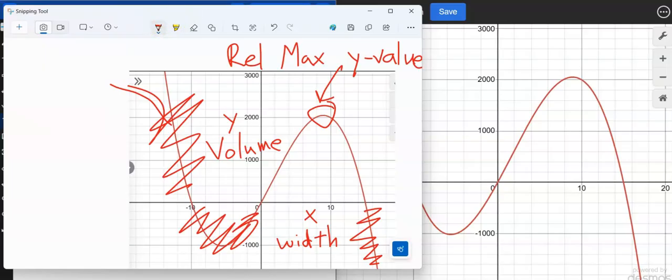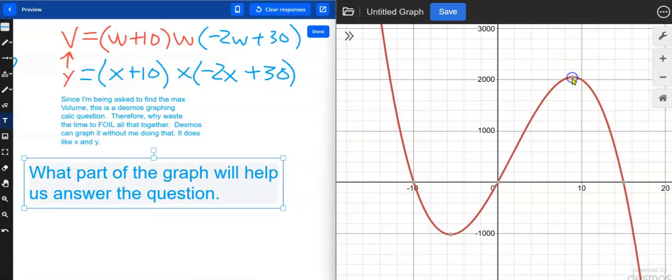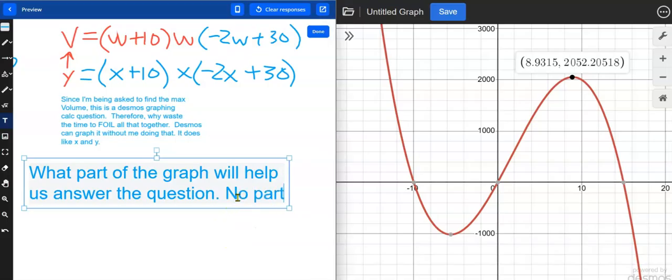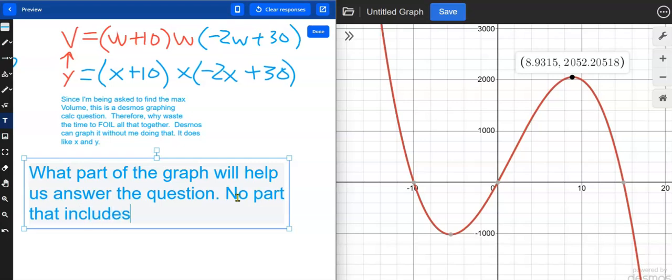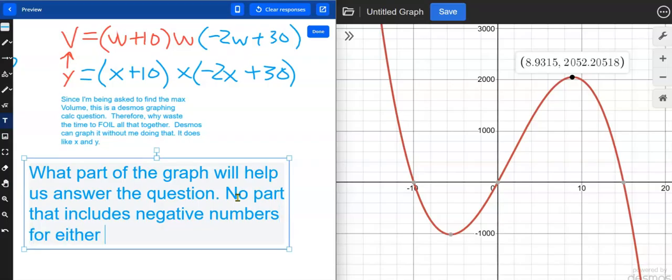So the cool thing about Desmos is I don't have to do a whole lot of work to find it. I click on it. Now, you need to be smart enough to know what it is you're looking at. Yeah, I know. It does all the fancy calculations for you. Okay. No part that includes negative numbers for either width or volume.